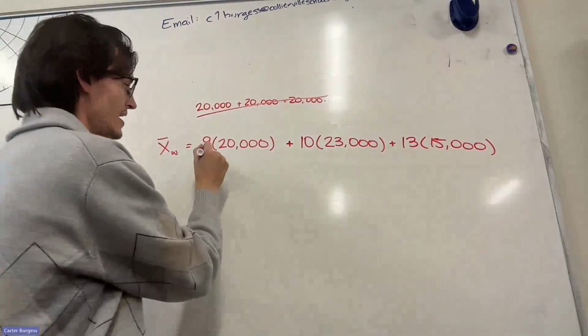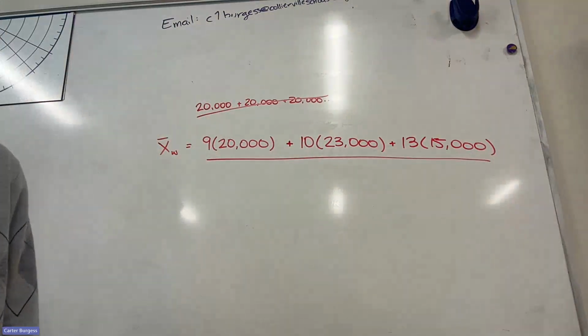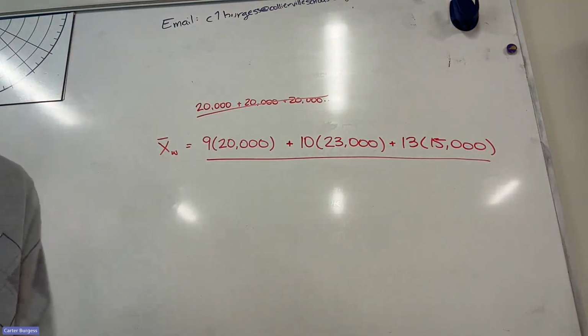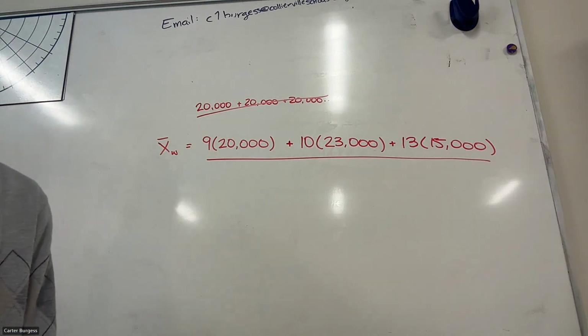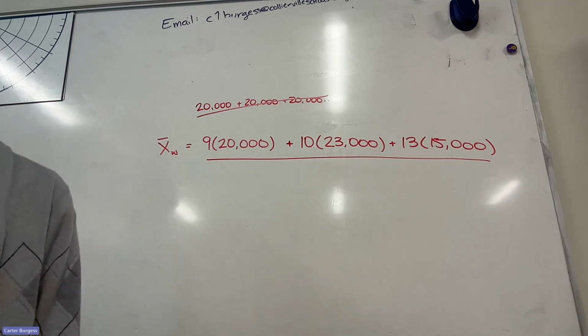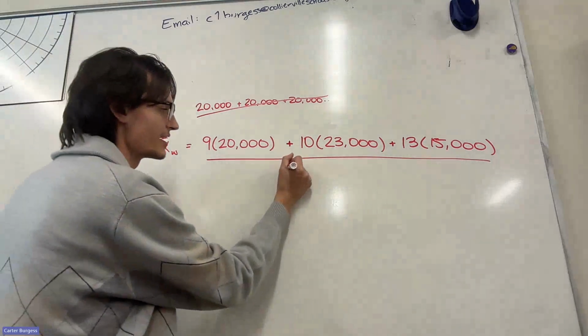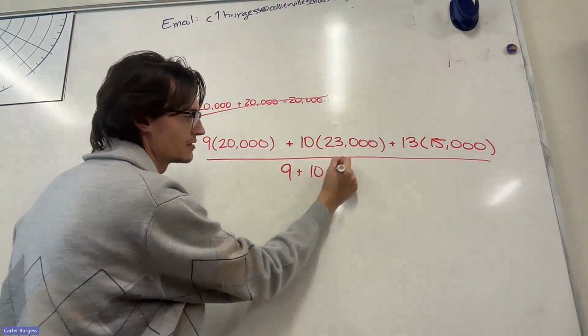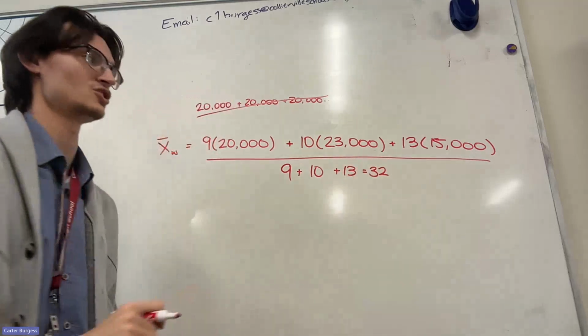All right, and then we're dividing by, again, our total number of sales we could think about. How would I find all of that? How would I find total quantity? Adding up all the weights together, right? Doing 9 plus 10 plus 13, this ends up being dividing by 32.